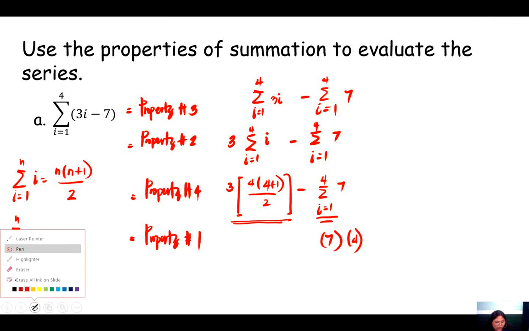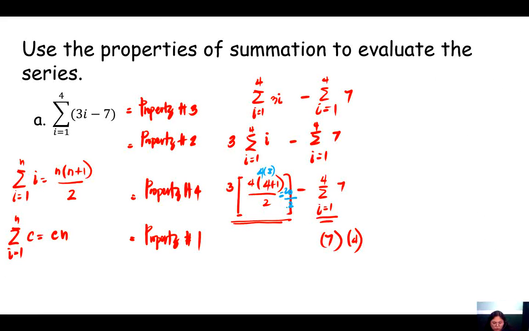Okay, let's simplify. Let's use other color. So this one is 5. So 4 times 5 is 20. Okay, 20 over 2. So 10. Okay. So we have 10. So, wag kakalimutan si 3. Okay, now let's evaluate. So, 3 times 10 is 30 minus 7 times 4 is 28. Then, 30 minus 28, the answer is 2. Okay, so our final answer is just 2.